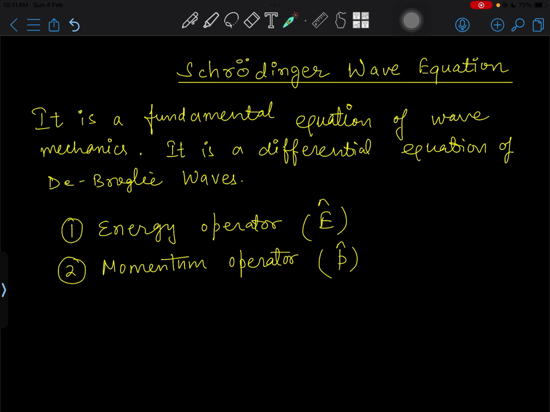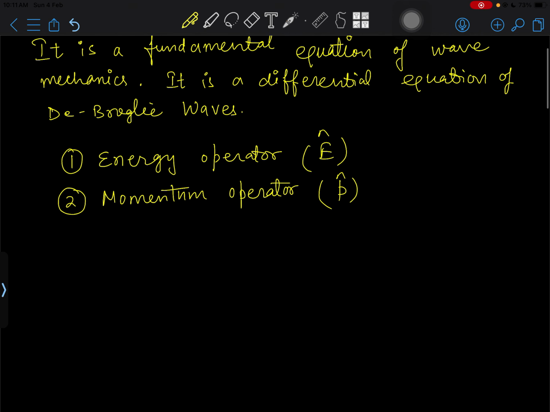wavelength for matter waves. So to deduce the Schrodinger wave equation, we need to understand two most important parameters in quantum mechanics. Number one is the energy operator and second is the momentum operator. So let us consider the case where we would consider the fluctuating parameter. The wave function is denoted by the symbol psi. Psi can be considered as a fluctuating parameter for matter waves.